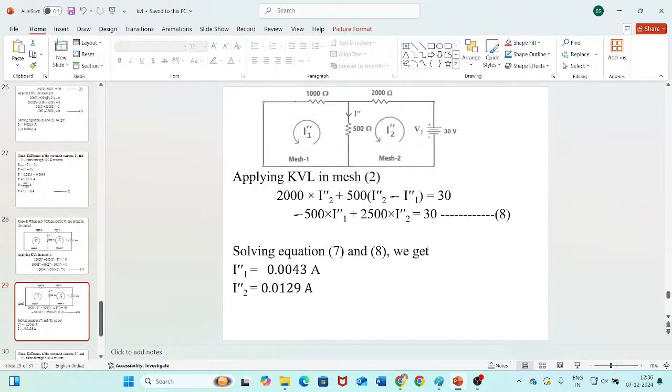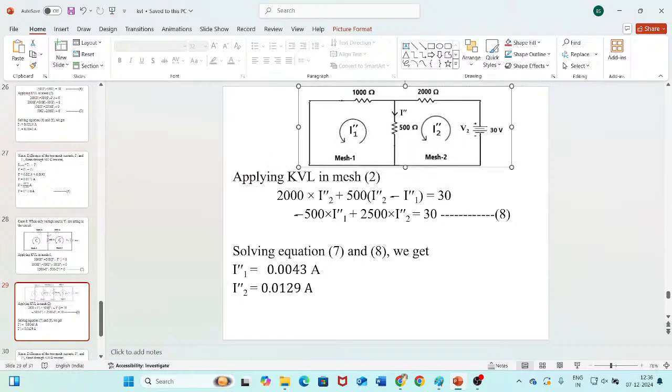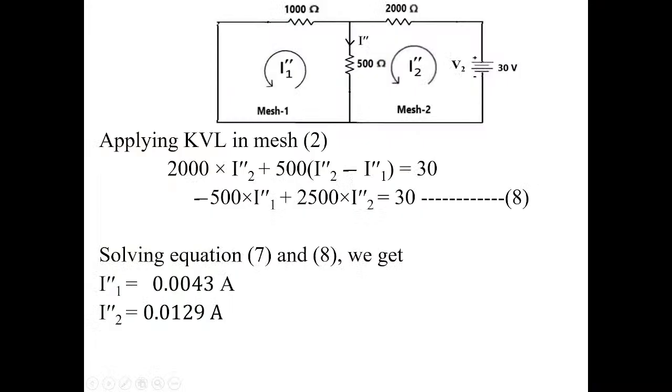So let us apply KVL in mesh 2. How many elements are there in mesh 2? Total 3 elements: one voltage source V2, one resistor of 2000 ohms, and another resistor of 500 ohms. The 2000 ohms and 500 ohms are resistive elements, so voltage drop will occur across these two elements.